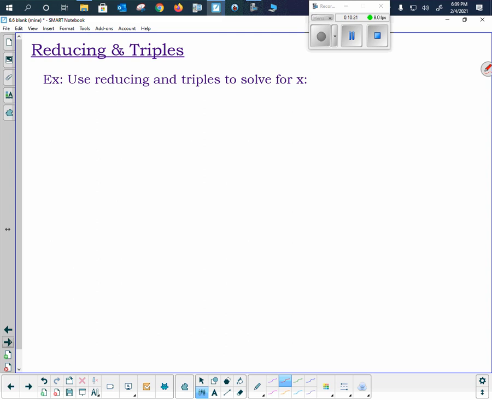So if I tell you in the directions, use reducing and triples to solve for x, you must show that sort of work. Okay? Don't just try to use Pythagorean theorem. Go with the big numbers, okay? Because we're actually testing the method, the reducing and triples.